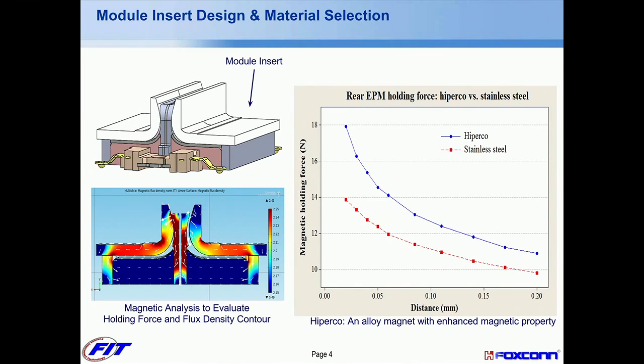The other way, we also evaluate different kinds of material for the module insert. The chart on the right side shows the holding force versus the gap when considering the hypocal material and the stainless steel material. So far, hypocal material gives the best magnetic performance and is able to meet the holding force requirement.